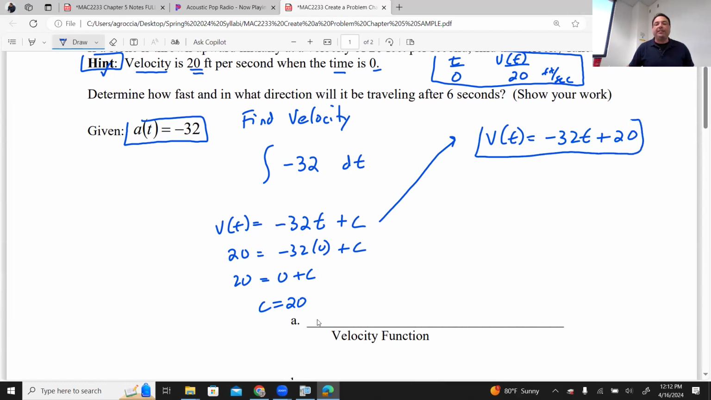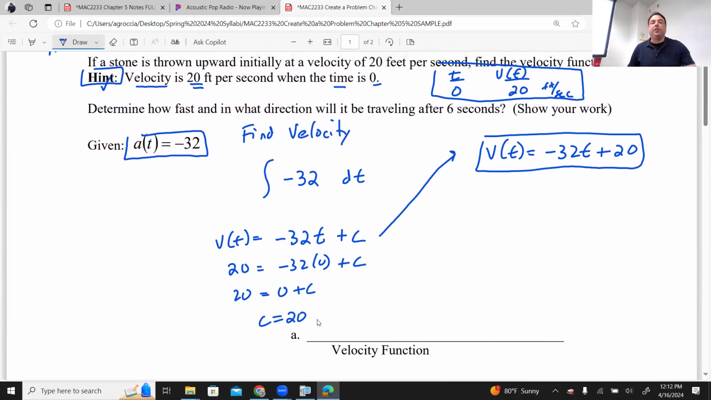Now that we have our velocity function, I can go back to that question. The question says, determine how fast and in what direction will it be traveling, velocity, after 6 seconds. So I'm going to plug in 6 into my new equation.